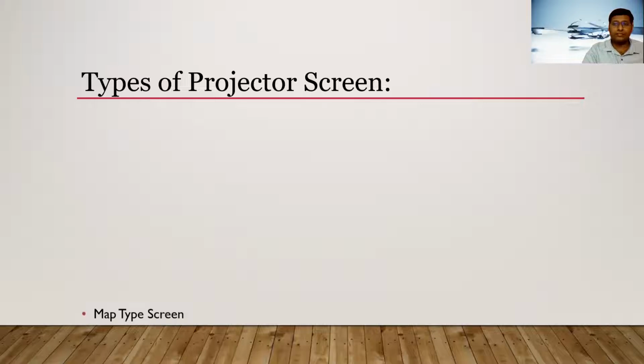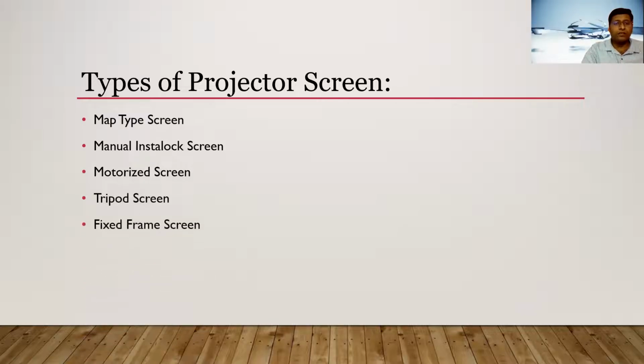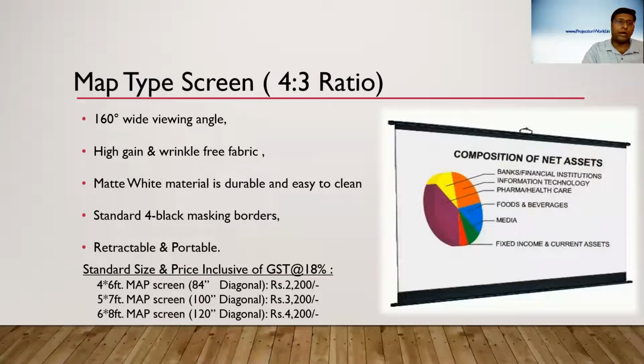Now the types of projector screens available in the market. Number one is the map type screen. Second is the manual instalock screen, then the motorized screen, tripod screen, fixed frame screen, and tab tension screens. First we will look at the map type screen.